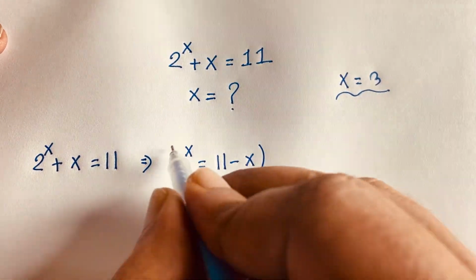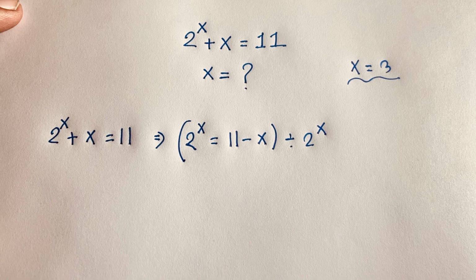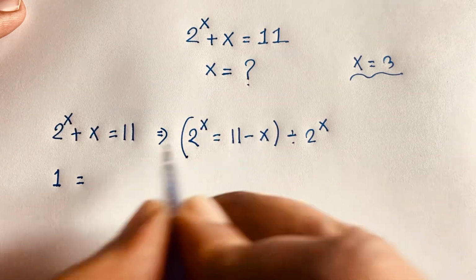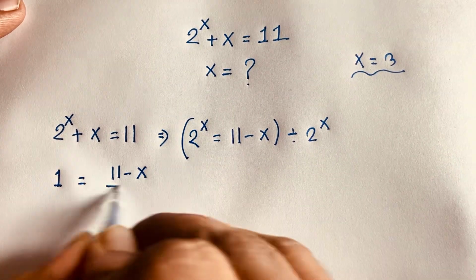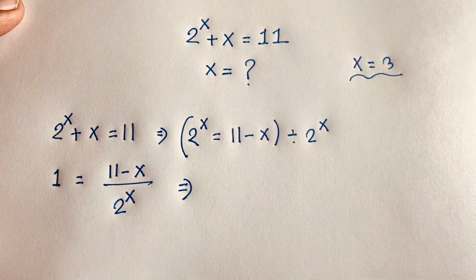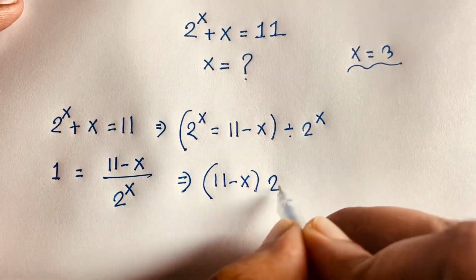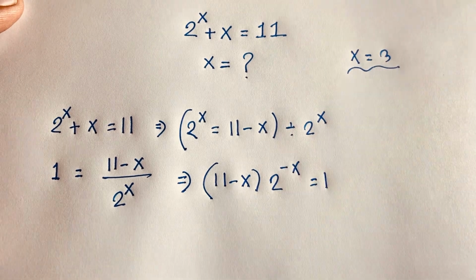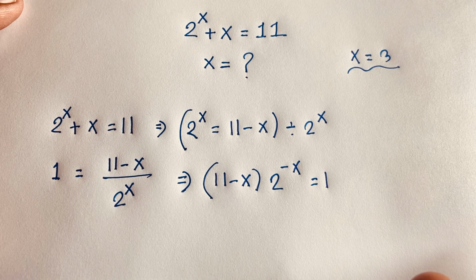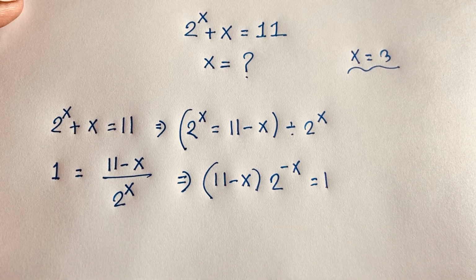Then I divide both sides by 2 to the power x. So we'll find 2 to the power x divided by 2 to the power x will be 1, is equal to 11 minus x over 2 to the power x. Now I can easily say it will be 11 minus x times 2 to the power minus x is equal to 1. Look, we know that according to the exponential law, 1 over a to the power n is a to the power minus n. According to this law, 1 over 2 to the power x will be 2 to the power minus x.